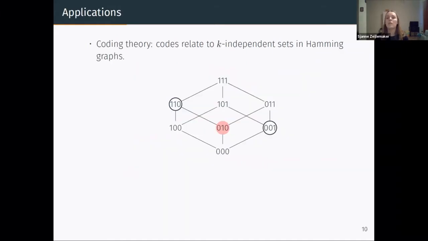So this k-independence number is relevant for several applications. One of them is, for example, in coding theory, where we can see a code as a k-independent set in a Hamming graph. So in this case, if we have a code which is 2-independent, then you can see that this parameter k relates to its error correcting capability. So if we have one bit flip, we can just round to the nearest neighbor and still get the valid code word back.